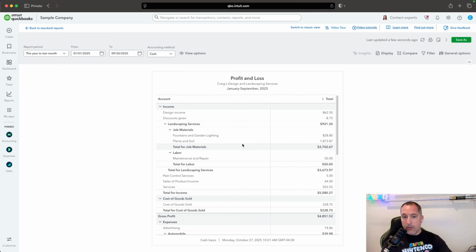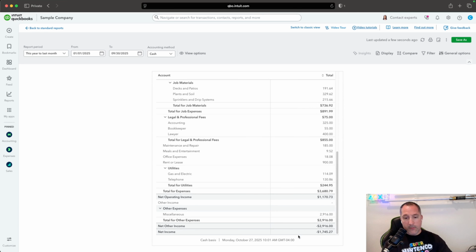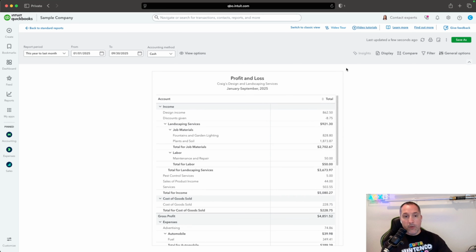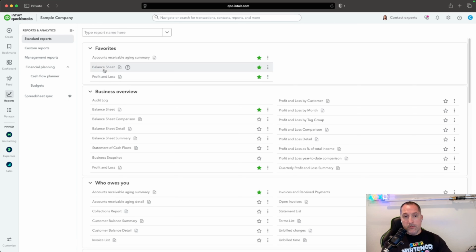We're going to have total income. We'll have our expenses. We'll have our net income as well, 1745.27. That's just the total income less the expenses. I'm also going to run a balance sheet just to review those accounts as well.